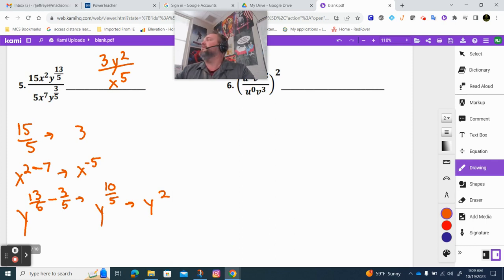Which one is positive? Remember, if it's negative, to make it positive, we have to put it in the basement or the denominator. So we already had one that was positive. So that one will go with that number.